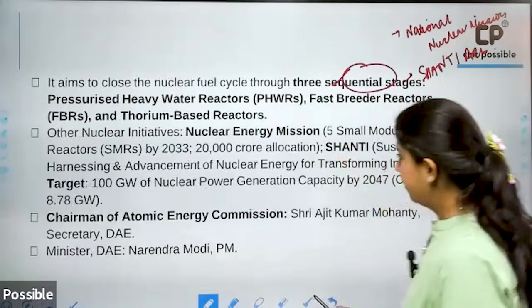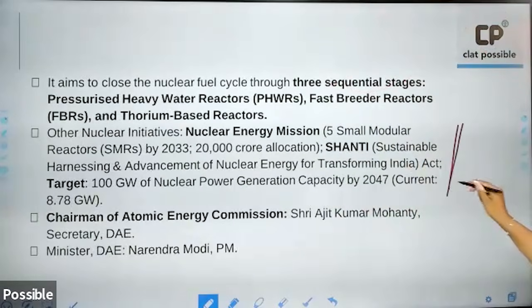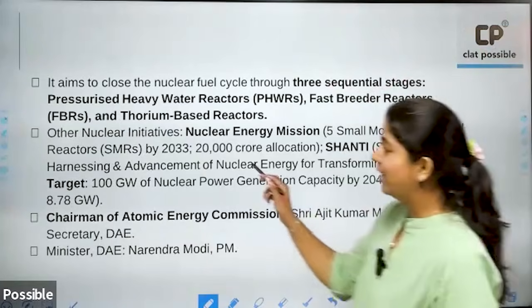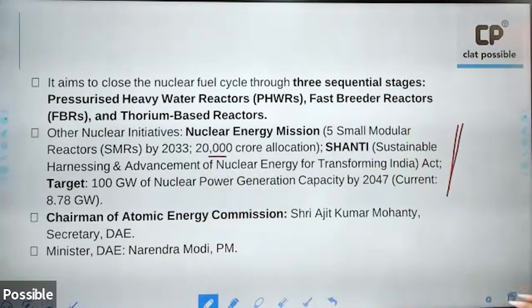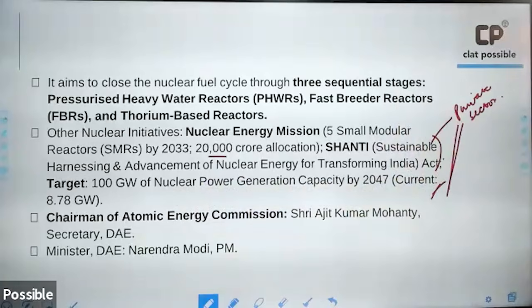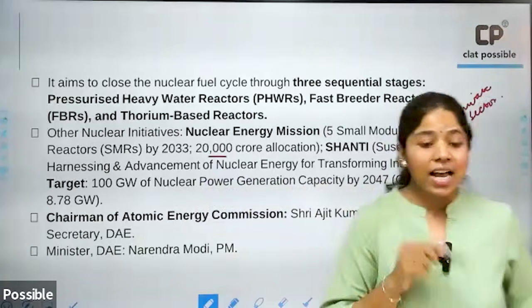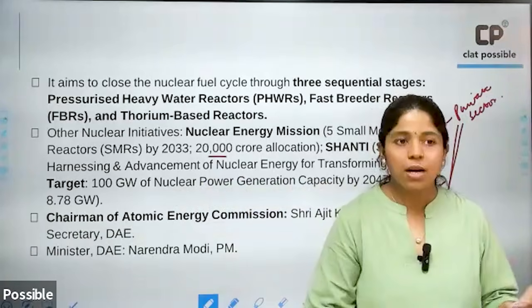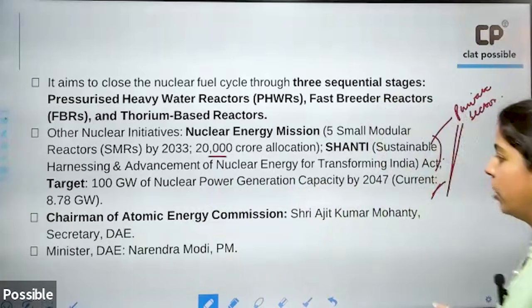All right. Okay. This year gives you basic other nuclear initiatives and ideas. Nuclear Energy Mission invested 20,000 crores in it, has the agenda of developing 5 small modular reactors by 2033. Shanti Act, do remember the full form. This basically wants to incorporate the private sector into the nuclear energy sector, and also India has a target of developing 100 gigawatt of nuclear power generation capacity by 2047 to align with India's agenda to become a developed country or Viksit Bharat by 2047.